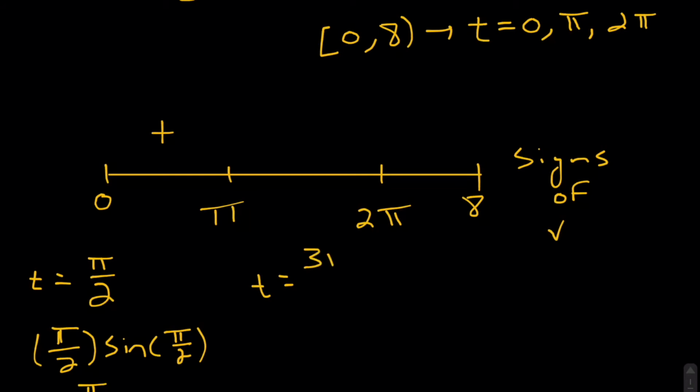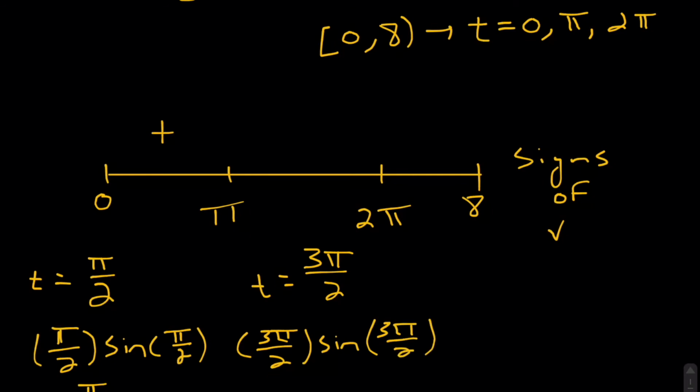Next, we'll do t equals 3 pi over 2 for something in between pi and 2 pi. We'll get 3 pi over 2 times the sine of 3 pi over 2. Sine of 3 pi over 2 is equal to -1, so we're going to get an overall value of -3 pi over 2, which is negative. Oh, that's what we're looking for.